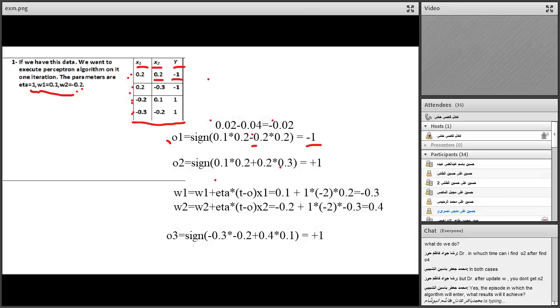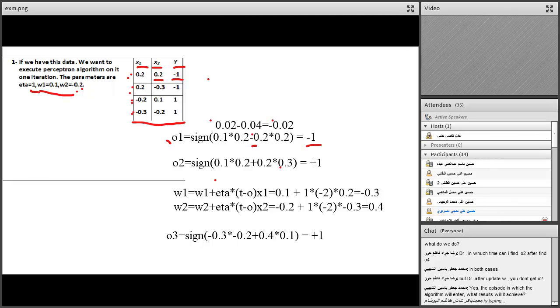Here in this example, we had 4 data. We start with the first data. If in the first data we update the weights, then we have to check the second, the third, and the fourth. If for these data it's okay, we stop.